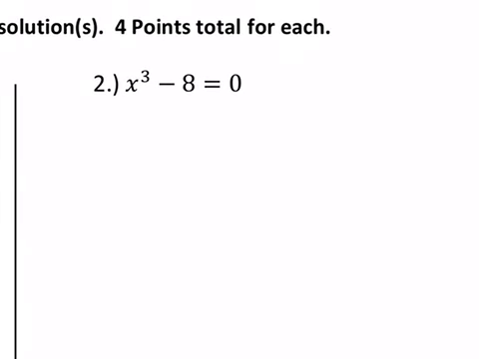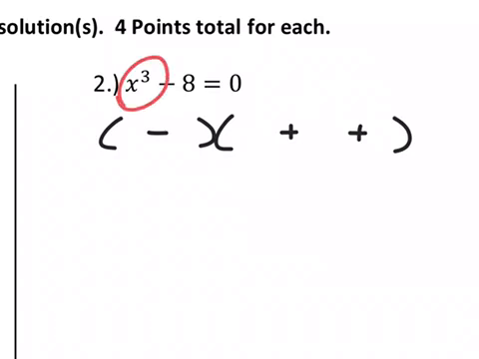This one here is sum and difference of cubes because of that third power. So this is a SOAP problem, so we're same, opposite, always positive. Looking for the cube root of our a cubed, which would be an x. Cube root of the b, which is going to be a 2, because 2 to the third power is 8.